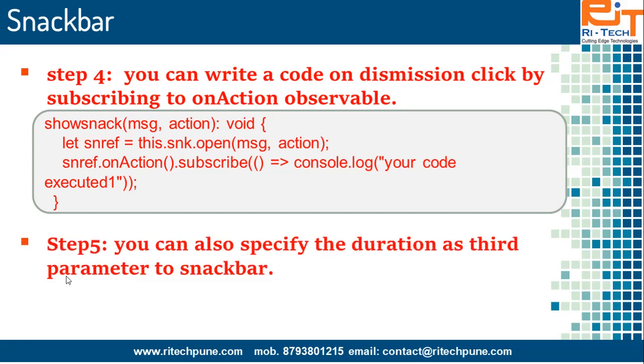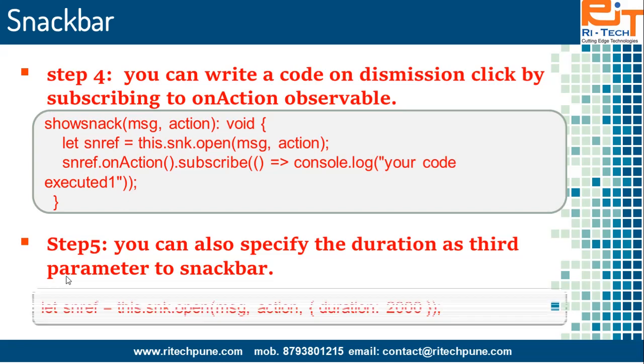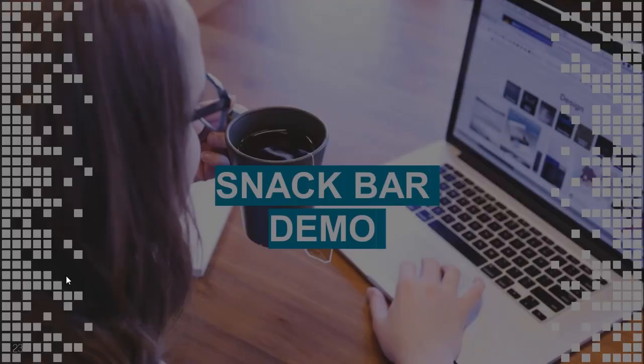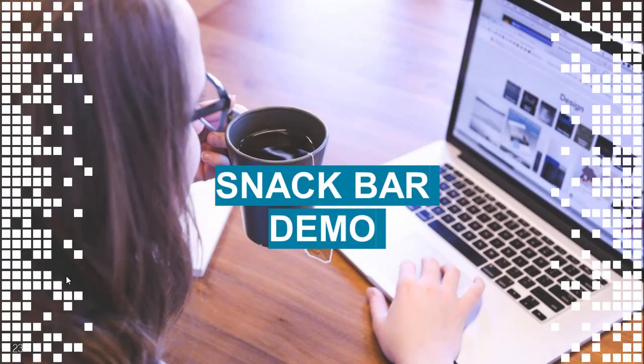Now step 5: you can also specify the duration as a third parameter to the snack bar. The third parameter will be an object which will contain a duration, and it will show that snack bar for that particular duration. Now let us learn the snack bar practically.